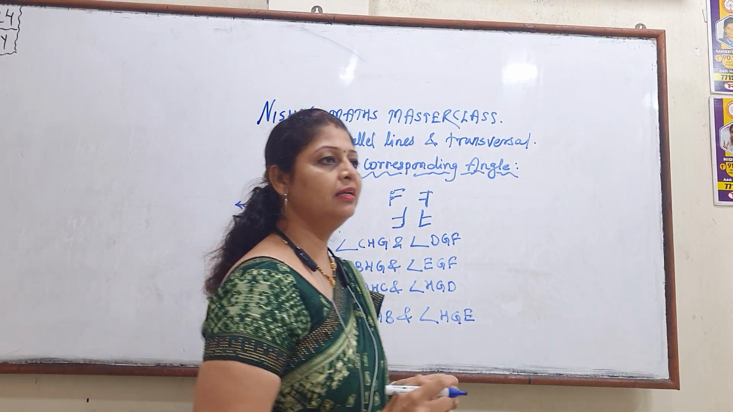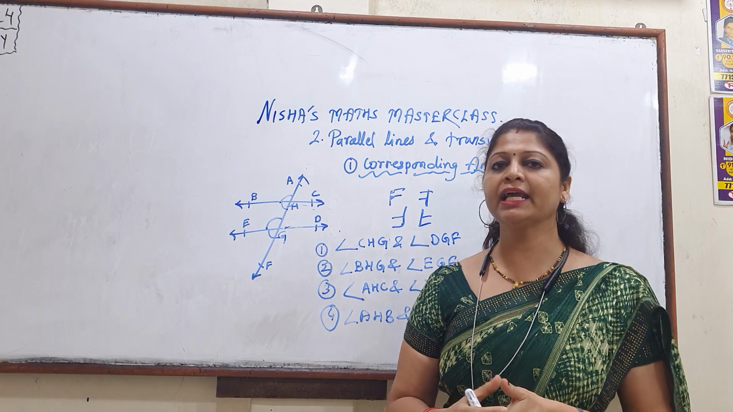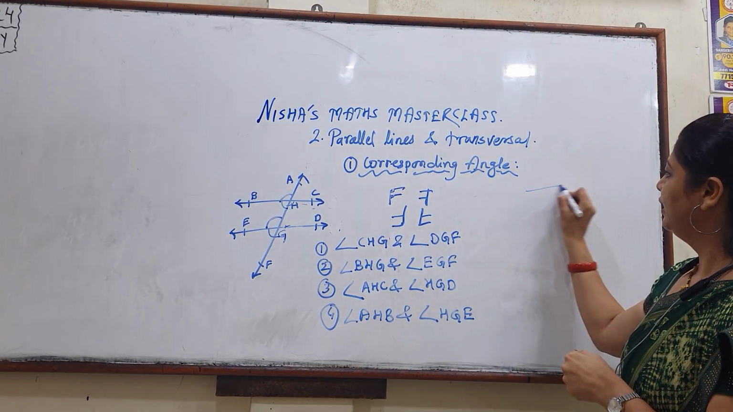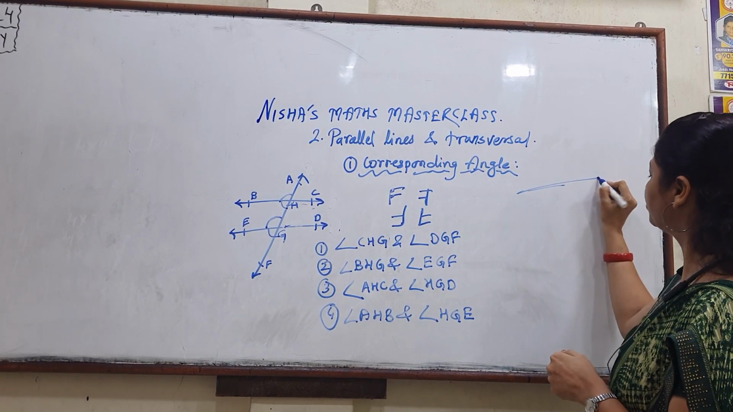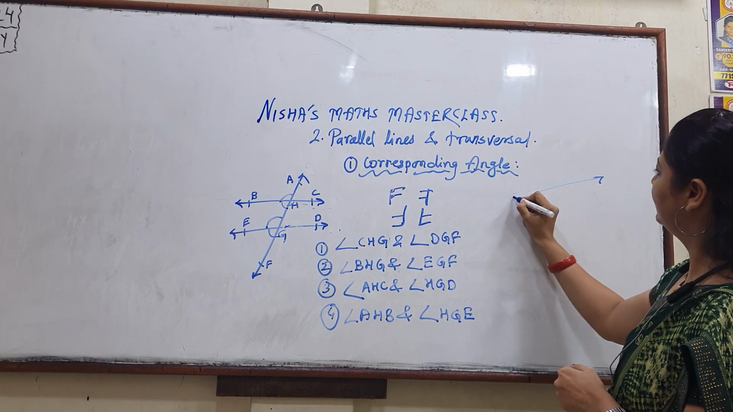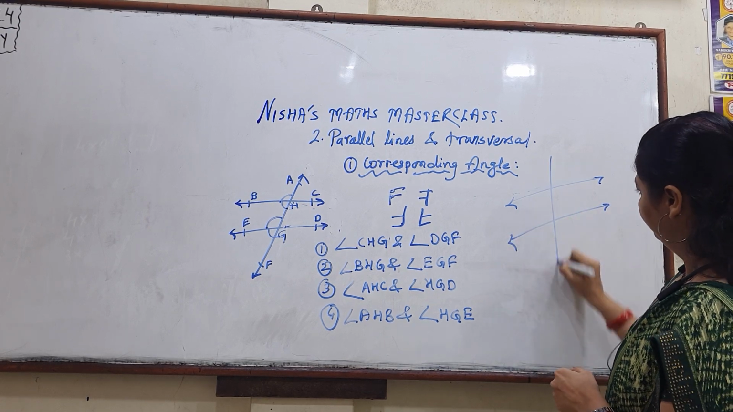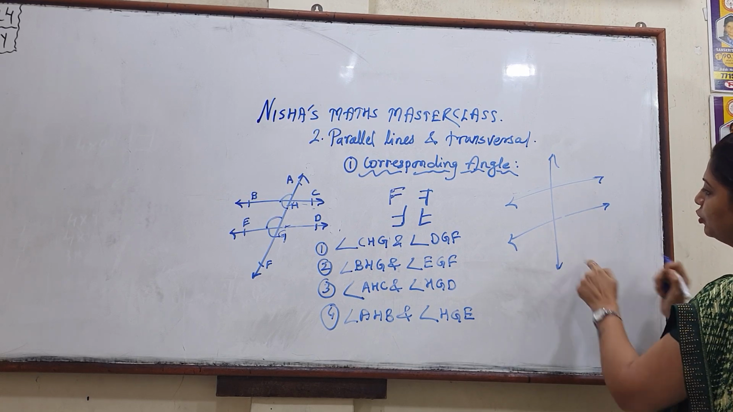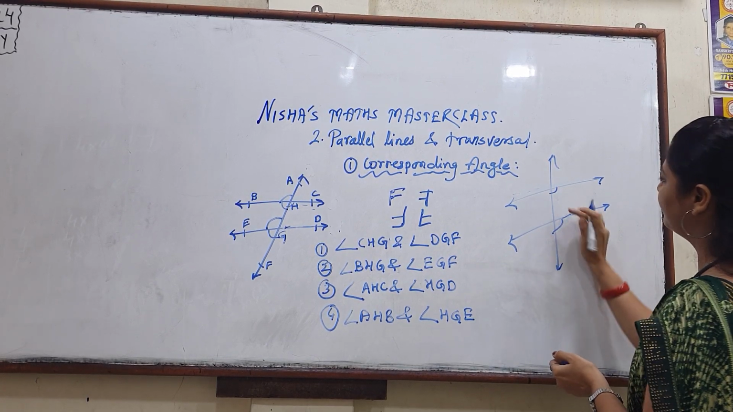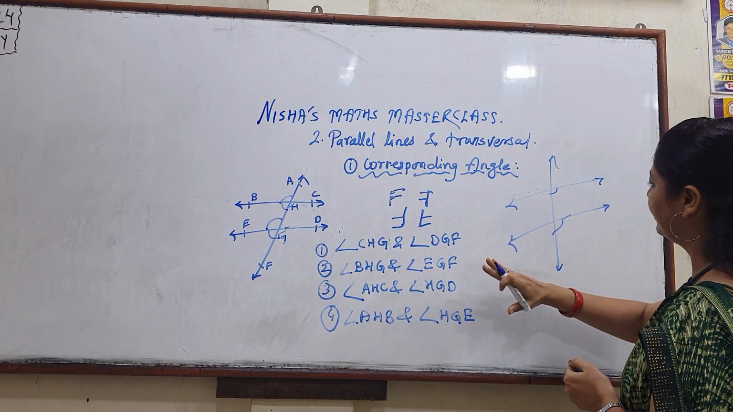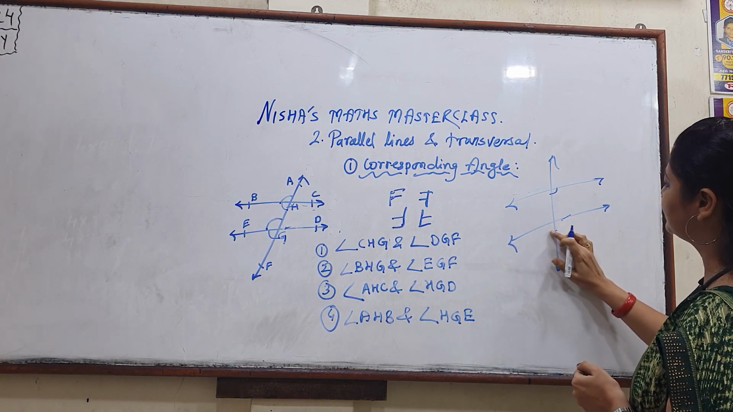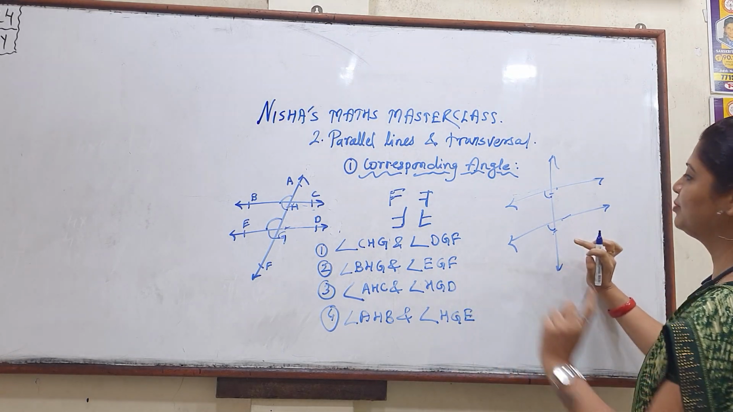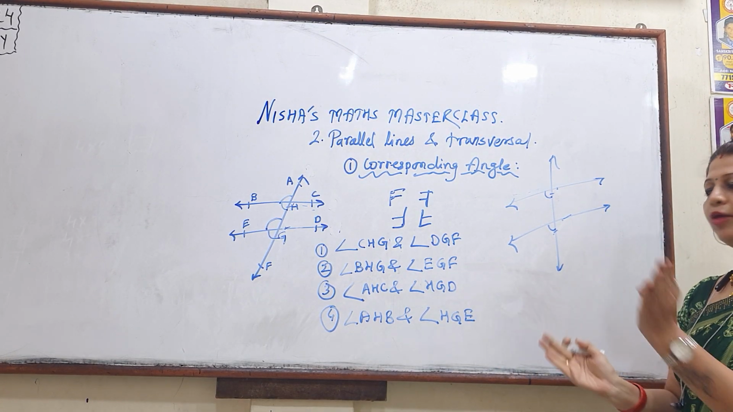Again I repeat children, whenever we have to find the corresponding angle, just concentrate on F. Again I show you, two parallel lines are there, this is our transversal. See children, F, correct? So in this F, this and this are corresponding angles. Same like this line. On this side of the transversal, again this F, this and this is a pair of corresponding angles. And the same we have to do reversing the diagram.